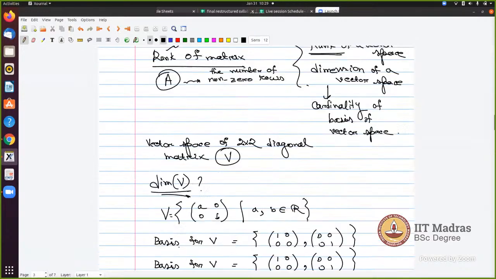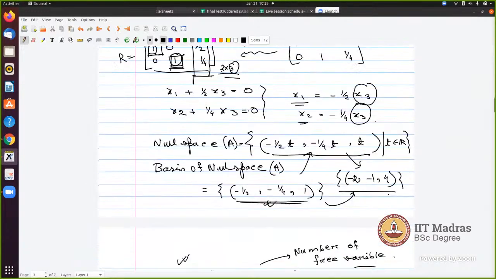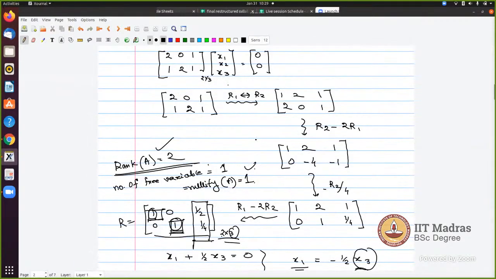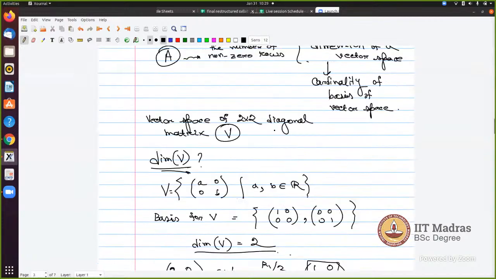Sir, from here, if I take the transpose, then the nullity of A transpose is 0, because the rank of A and A transpose is both 2, since it is the same as column and row space. So it will be 3 cross 2. Let's do that. Let's transpose.